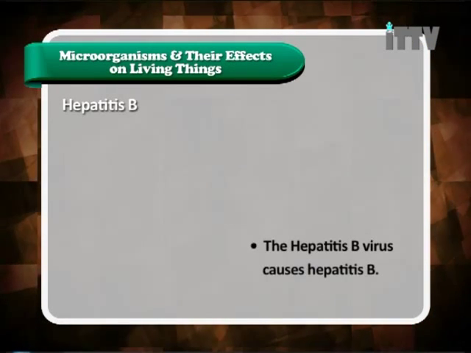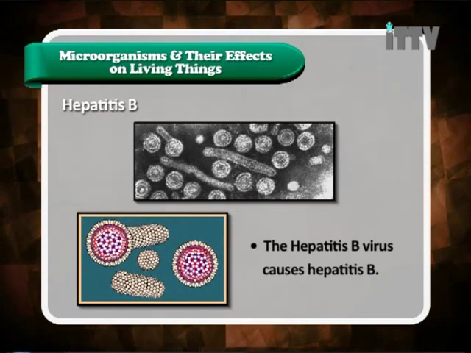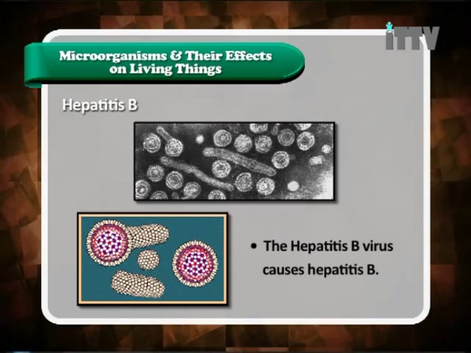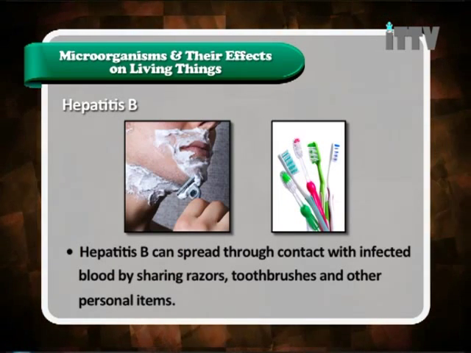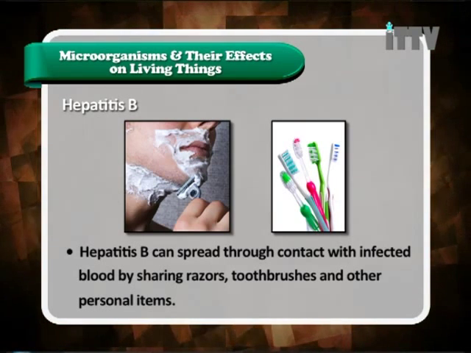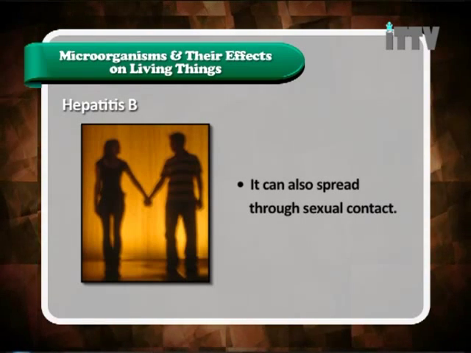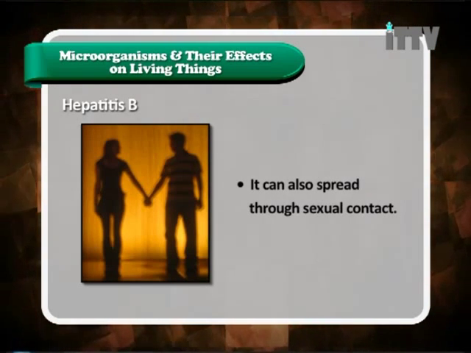Hepatitis B. The hepatitis B virus causes hepatitis B. Here you can see how hepatitis B looks like. Hepatitis B can spread through contact with infected blood by sharing razors, toothbrushes and other personal items. It can also spread through sexual contact.